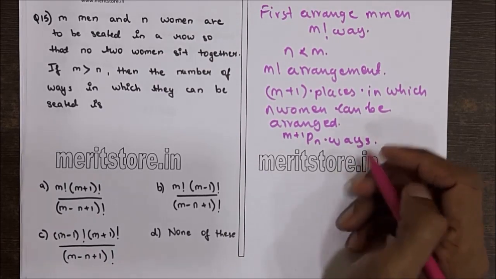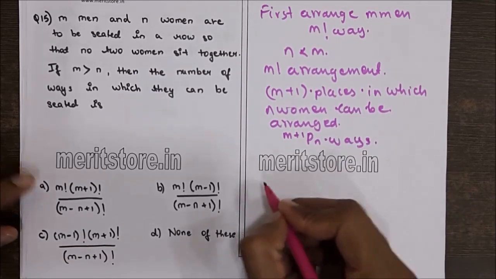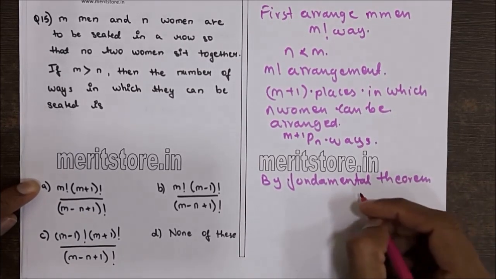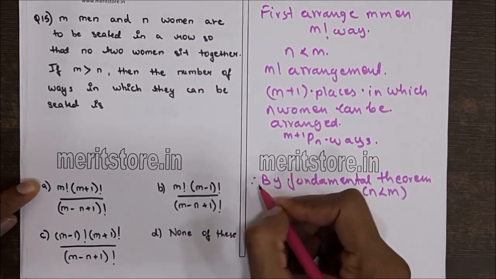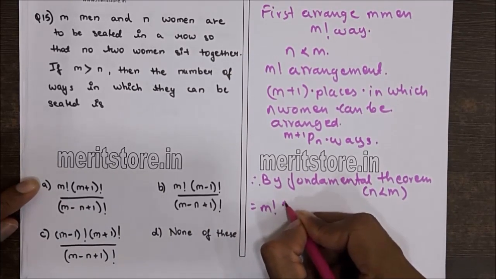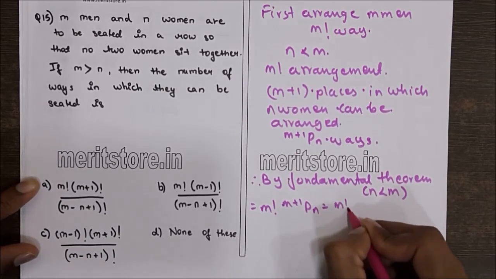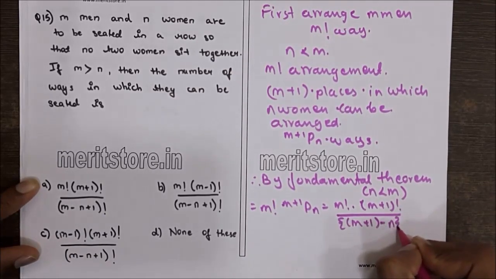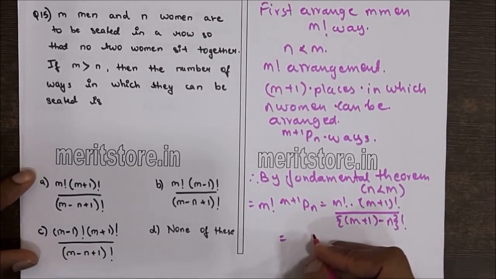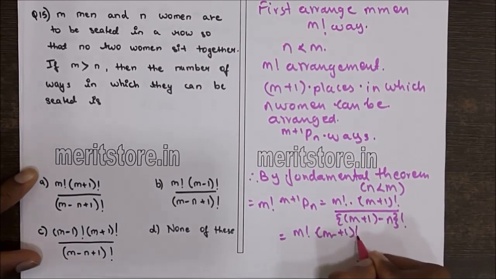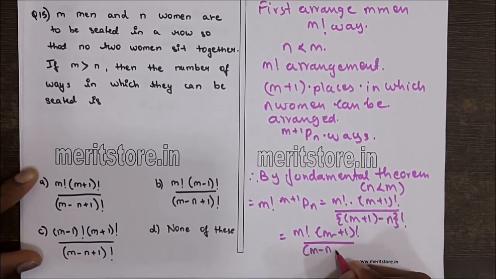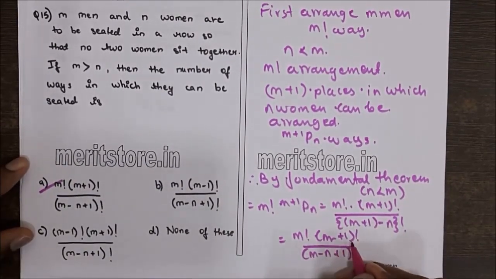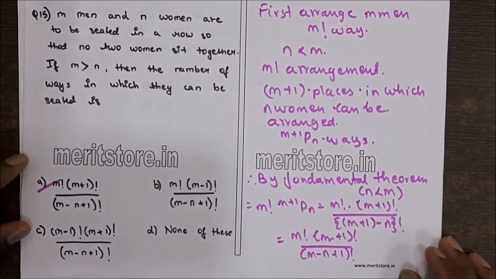By the fundamental theorem, the required number of arrangements of m men and n women, for n less than m, we can write this as m factorial times (m plus 1)Pn, which is equal to m factorial times (m plus 1) factorial upon (m plus 1 minus n) factorial, which can be written as m factorial times (m plus 1) factorial upon (m minus n plus 1) factorial, which is our option A. Therefore option A is the correct answer.